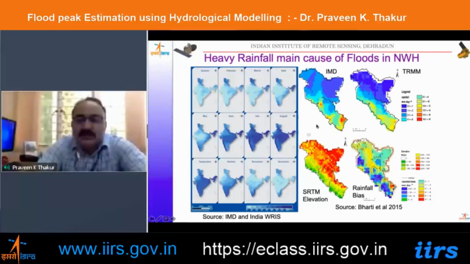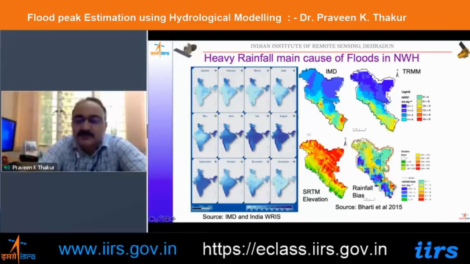This is just an example of the Northwest Himalaya, where we have fewer observational data sets. Satellite data can also be used to map and quantify the rainfall with certain biases. Sometimes they underestimate, sometimes they overestimate the rainfall.